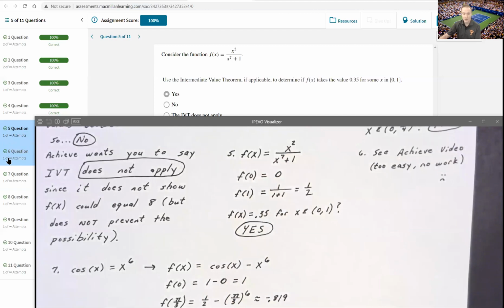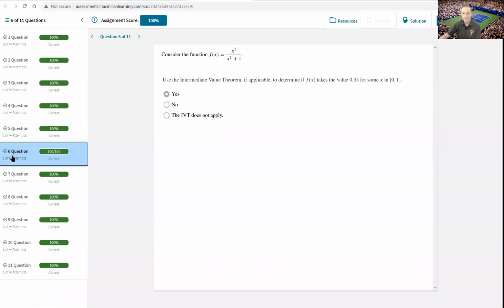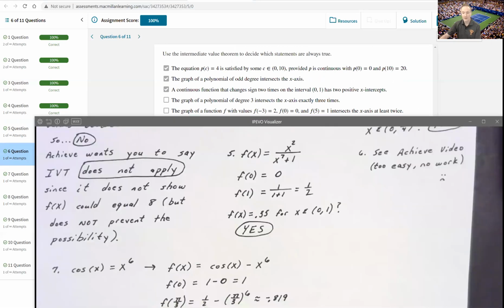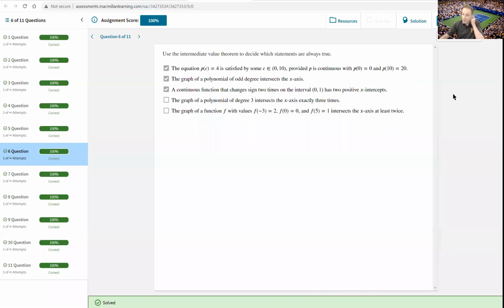I hate that you just choose yes, no, or does not apply on achieve. I wish they had some way of making you show this logic out. But sadly, they don't. This next problem's kind of cool. When we look at this, I said no work for this one. So when we think about this one, we just think about the steps in the intermediate value theorem.